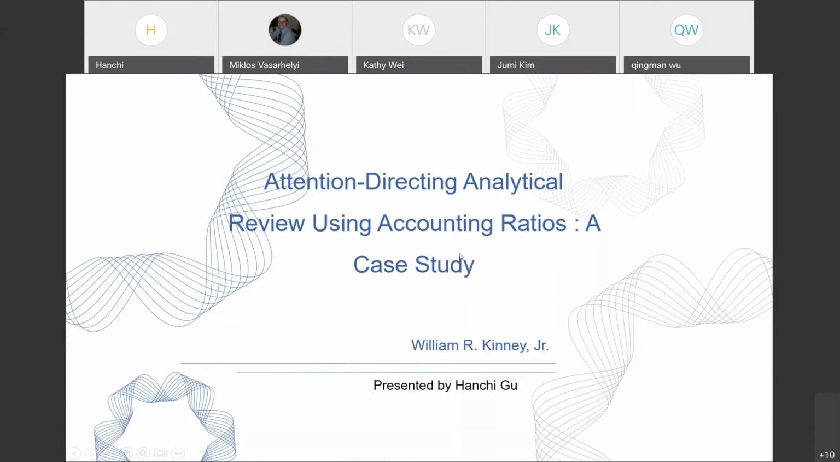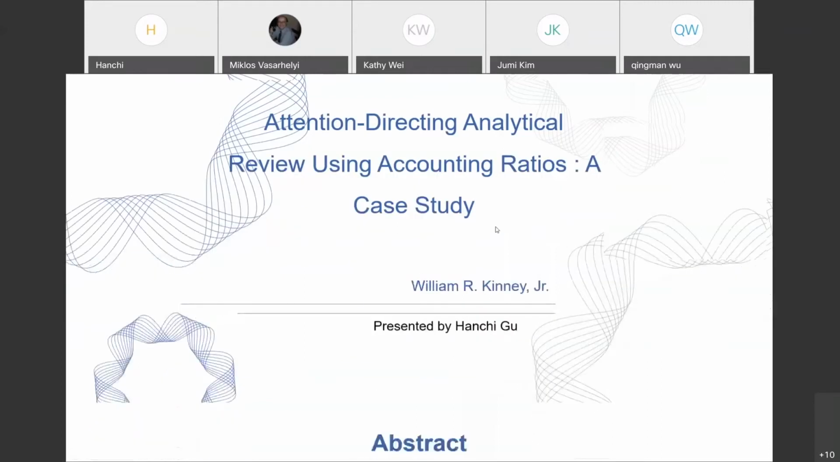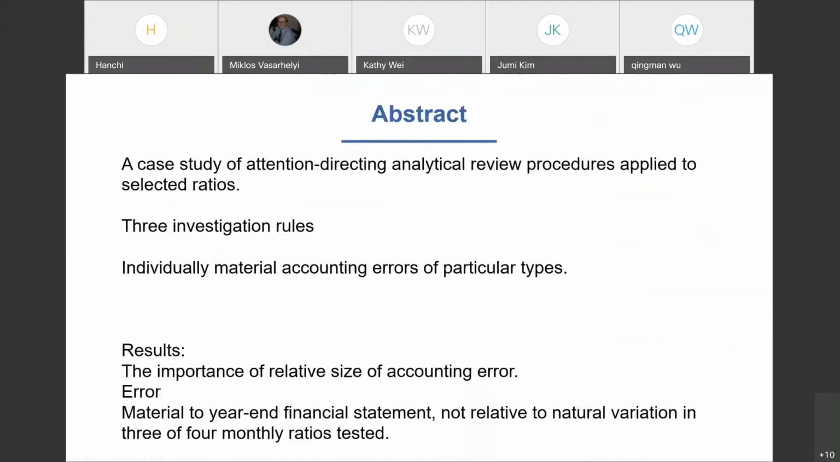This paper is about attention directing analytical review using accounting ratios, a case study. Briefly speaking, this article is about a case study of directing analytic review procedures to apply to several ratios. In this paper, we will use 3 different investigation rules, and we will use them to study different material accounting errors of different types.